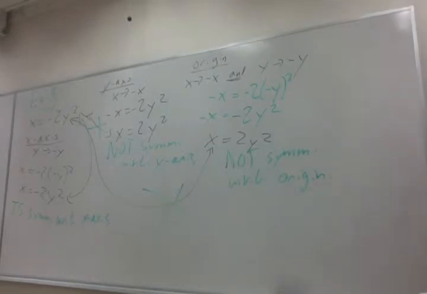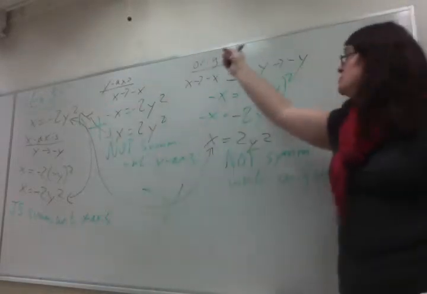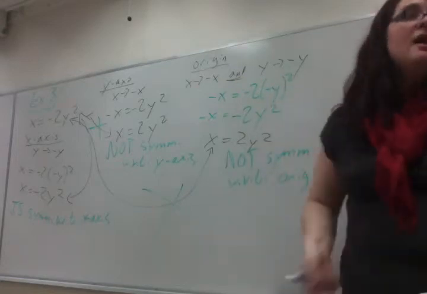Okay. Any questions about example 3? Again, to test for symmetry with respect to the x-axis, we replace y with negative y. To test for symmetry with respect to the y-axis, we replace x with negative x. To test for symmetry with respect to the origin, we do both. If we get back the same equation we started with, it is symmetric. If we get back a different equation, it's not symmetric.